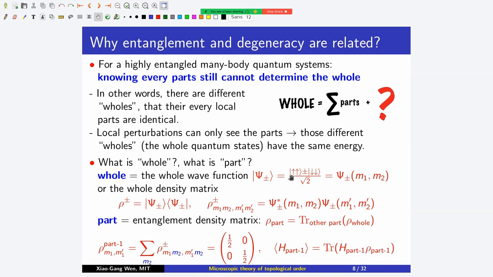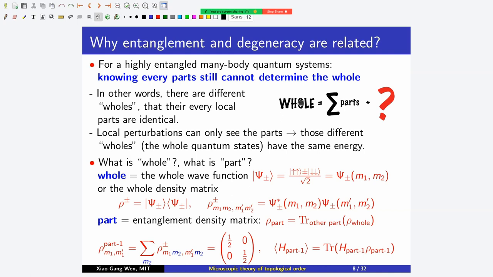So this entanglement density matrix from a single qubit cannot distinguish whether you have a plus state or a minus state. This kind of thing generalizes. You could have distinct quantum many-body wave functions. If you look at every local part of this wave function, they are identical, although the global quantum wave function is different. It's orthogonal. So knowing every part but still not knowing the whole is really what's behind this topological degeneracy, and also behind all this topological phase of matter.